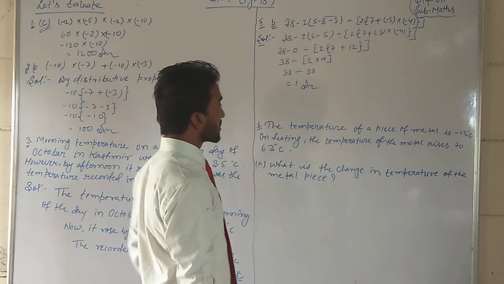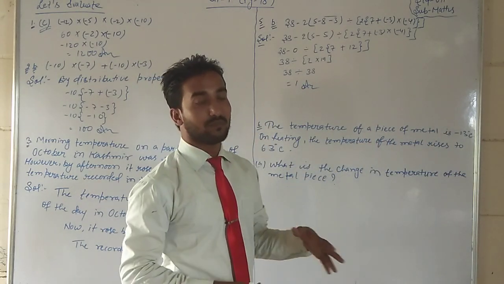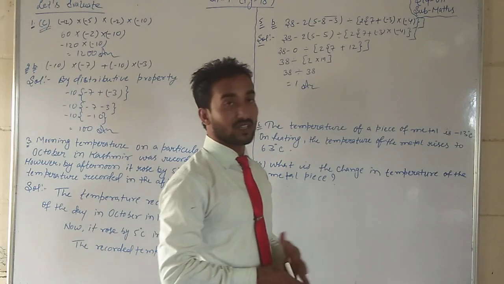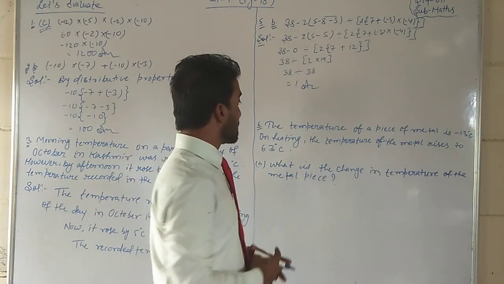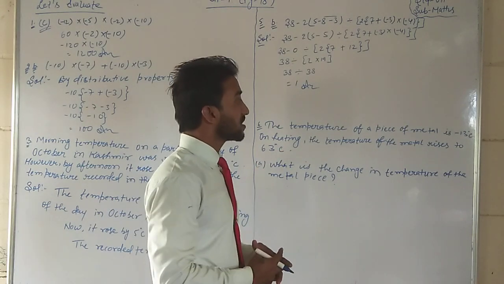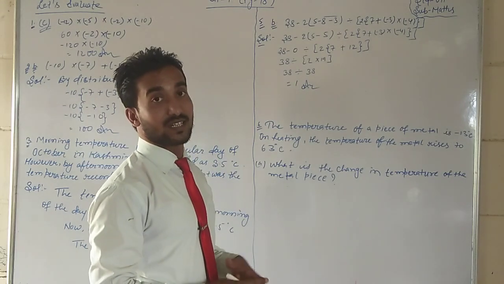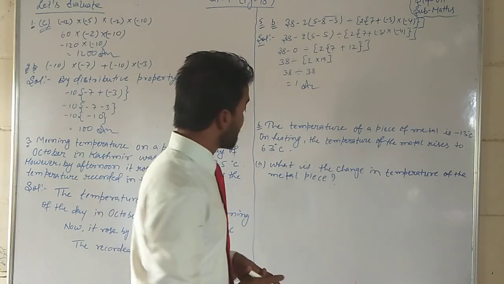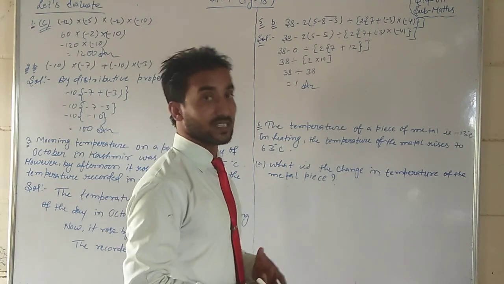See students, next question: the temperature of a piece of metal is minus 13 degrees centigrade. Any piece of metal whose temperature is recorded as minus 13 degrees centigrade. On heating, the temperature of the metal rises and becomes 63 degrees centigrade. What is the change in temperature of the metal piece? Now what is the change?